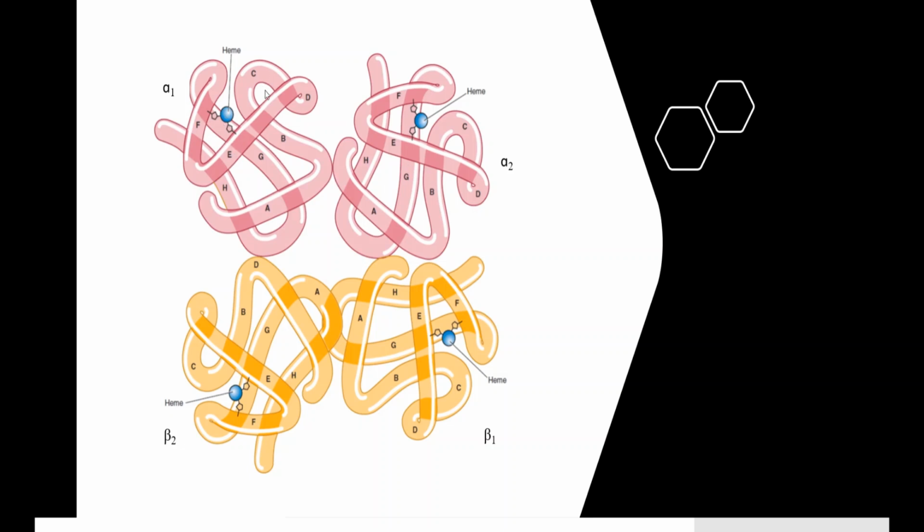Now, in each chain, the chain, by the way, is the globin chain, the protein portion of the hemoglobin. Each globin chain contains one heme molecule, as you can see. So together, this tetramer comprises the one hemoglobin molecule.